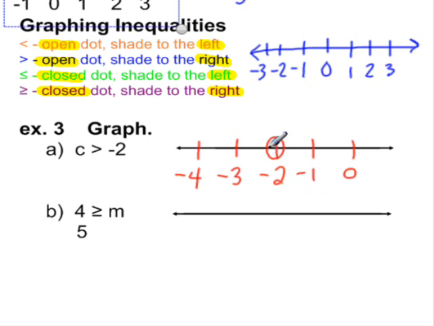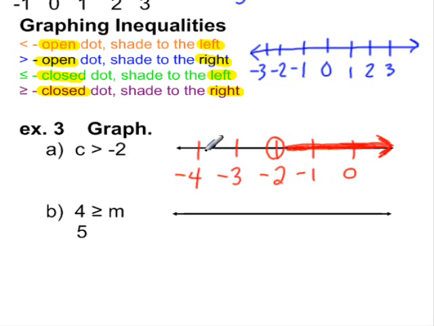So we have -2 here. It's greater than, and according to this, greater than means we shade to the right. So I'm going to make an arrow here, make it real dark, and we're going to make it go to the right of my number line. And that arrow represents where all of the solutions can be.